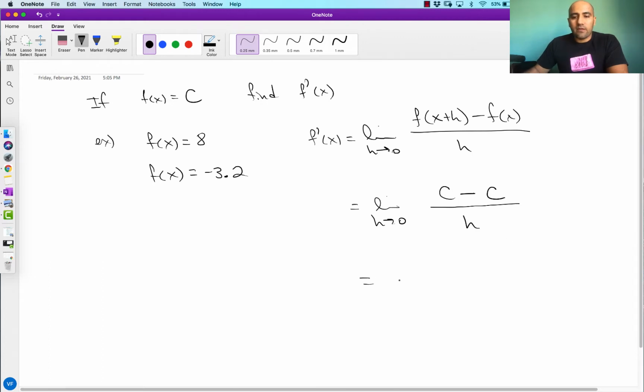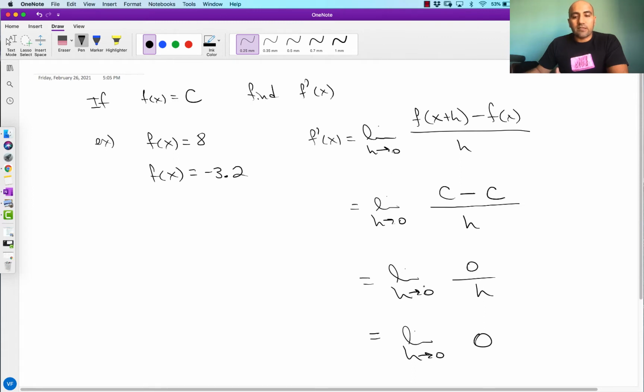And so we'll have the limit as h goes to 0 of 0 over h. And now you're thinking, oh, that's 0 over 0. No, not yet, because I haven't plugged in the h. I'm just simplifying this whole thing. And so this is going to be the limit as h goes to 0 of this. And well, 0 over anything, as long as it's not 0, is going to be equal to 0. So this is just 0 before we plug in an h, right?